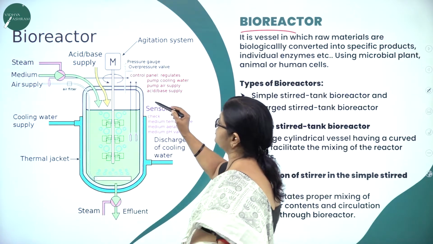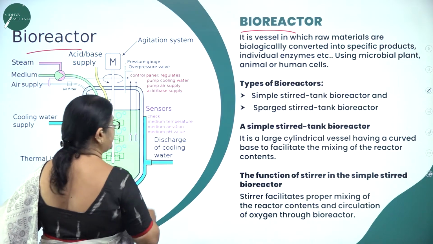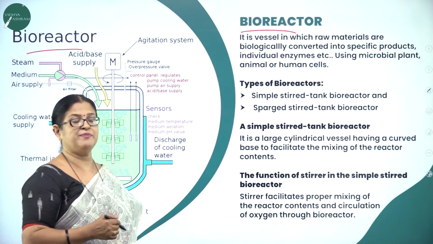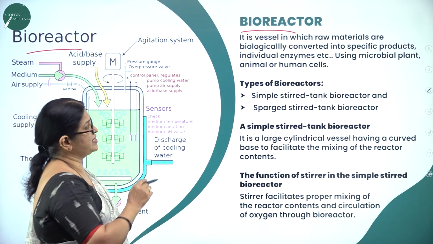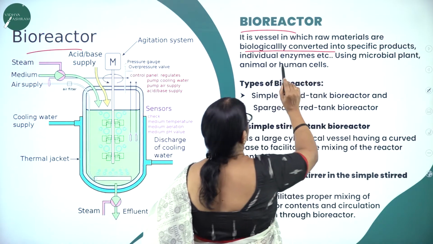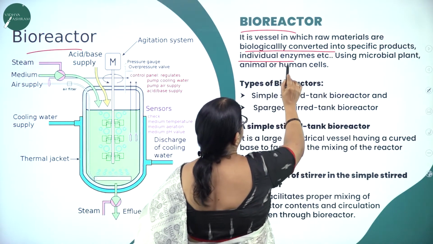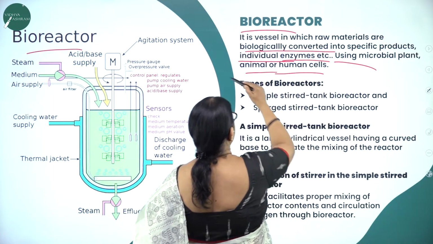Here you can see in the picture the structure of a bioreactor. This is very important. The diagram is asked in the examination. So what is a bioreactor? It is a vessel in which raw materials are biologically converted into specific products, individual enzymes, etc., using microbial, plant, animal or human cells.